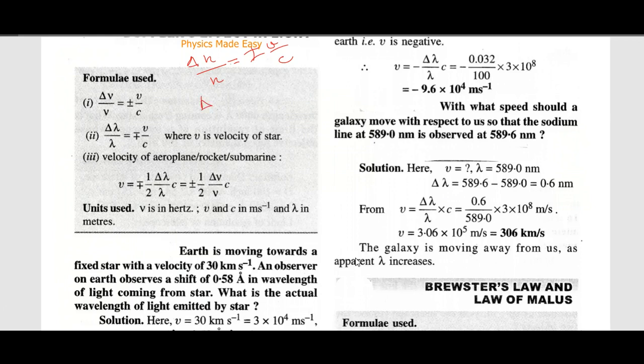And then if we write the same formula in terms of wavelength, then minus comes first and plus comes after that. For the velocity of an aeroplane, rocket or submarine, there is a correction of 1/2. Minus plus 1/2 delta lambda by lambda into c, and plus minus 1/2 delta nu divided by nu into c, where nu is in hertz.